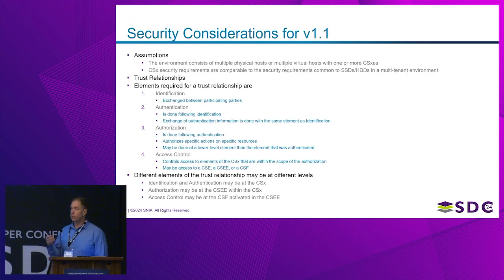So fast forward, we went back and revisited all the security, working very closely with the security TWG and SNIA to try to figure out what a more robust security solution should look like, and we came up with some different assumptions and a more comprehensive list of security. The assumptions are reduced down to: the environment consists of multiple physical hosts or multiple virtual hosts with one or more CSXs.